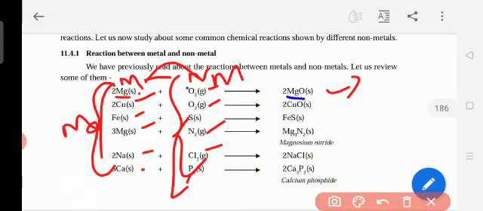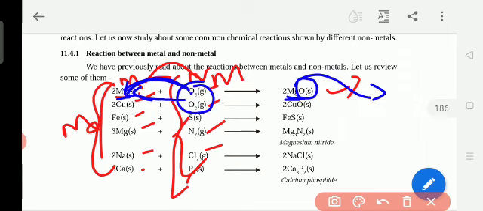When the non-metal oxygen is added to the magnesium, it becomes oxidized. The addition of oxygen we call oxidation. So magnesium oxide: when oxygen is added to another element, it is no longer called oxygen, it becomes an oxide. So we read it as magnesium oxide. The addition of oxygen is called oxidation, and the removal of oxygen is called reduction. So this non-metal is losing the oxygen and it is adding to the magnesium. So the metal is oxidized, the non-metal is reduced.